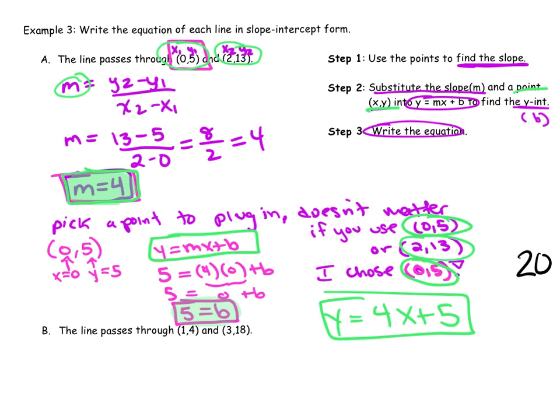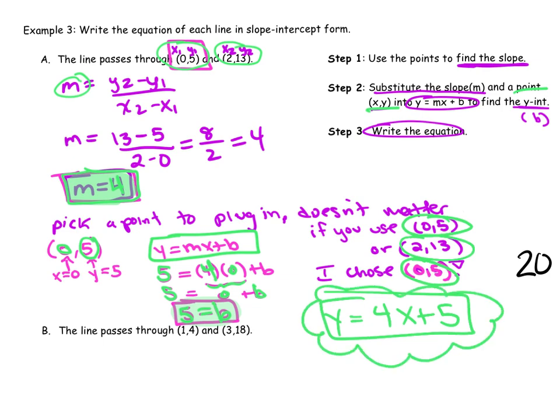So we know 5 is y. We know our slope was 4, so I plugged in 4 here. X is 0, and 4 times 0 is obviously 0. And we're left with b equaling 5. So I have b equals 5. And that's it. There is my equation of the line.